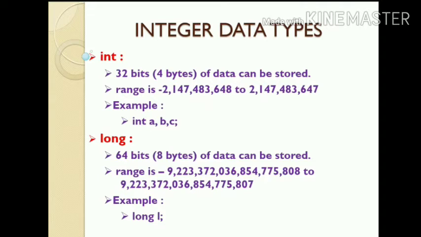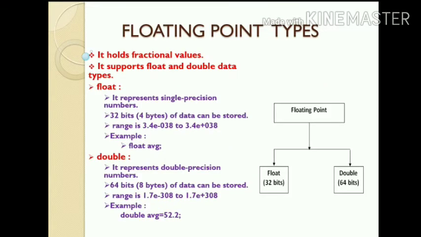Next one is long. Long has 64 bits of data, that is 8 bytes of data can be stored. The range of the long data type is minus 9,223,372,036,854,775,808 to 9,223,372,036,854,775,807. Example, long L; L is a variable, it's a long type variable.